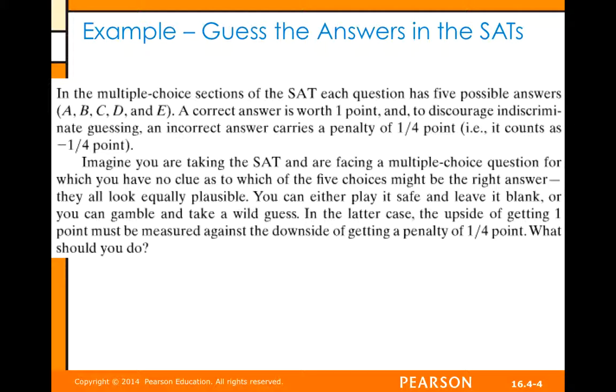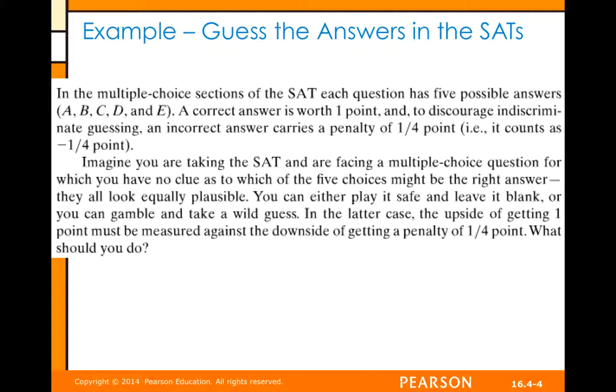Imagine you are taking the SAT and you're facing a multiple choice question for which you have no clue as to which of the 5 choices might be the right answer. They all look equally plausible. You can either play it safe and leave it blank, or you can gamble and take a guess. In the latter case, the upside of getting 1 point must be measured against the downside of the penalty. Right? So your upside is a point, your downside is negative 1/4 of a point. So what should you do? Should you guess or not? Or does it not matter? How would you answer this question?